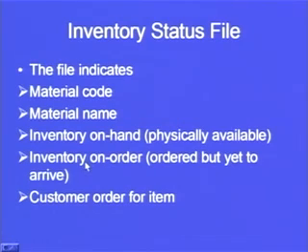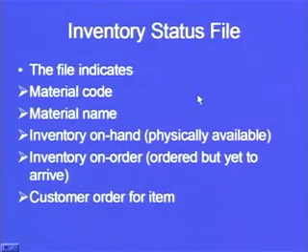Then inventory on order: ordered but yet to arrive. We have already seen in our previous lectures on inventory management that there is a lead time between placing an order and receiving an order. During that period it will indicate what is inventory on order. It means that the order has already been placed, but we have not yet received the lot of inventory, or the quantity that we have already ordered.